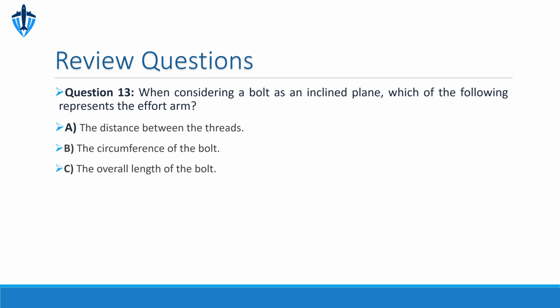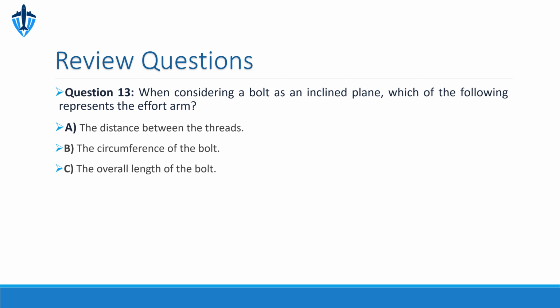Question 13. When considering a bolt as an inclined plane, which of the following represents the effort arm? A. The distance between the threads. B. The circumference of the bolt. C. The overall length of the bolt. A bolt is an excellent example of a device that operates on the principle of an inclined plane. Its spiral thread effectively acts as a continuous ramp winding around a cylinder.